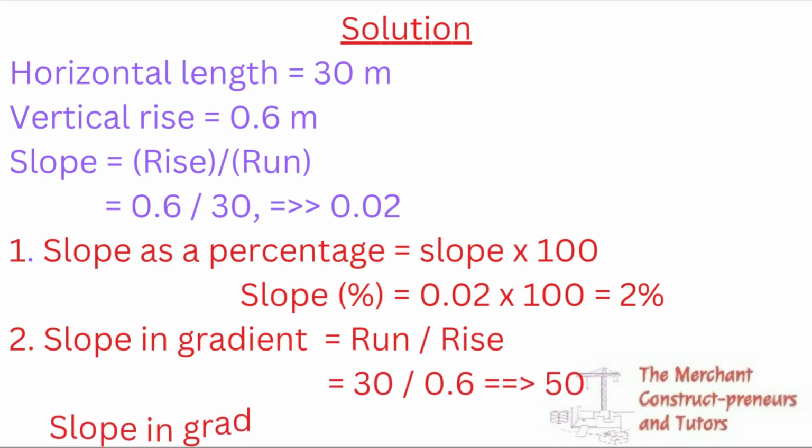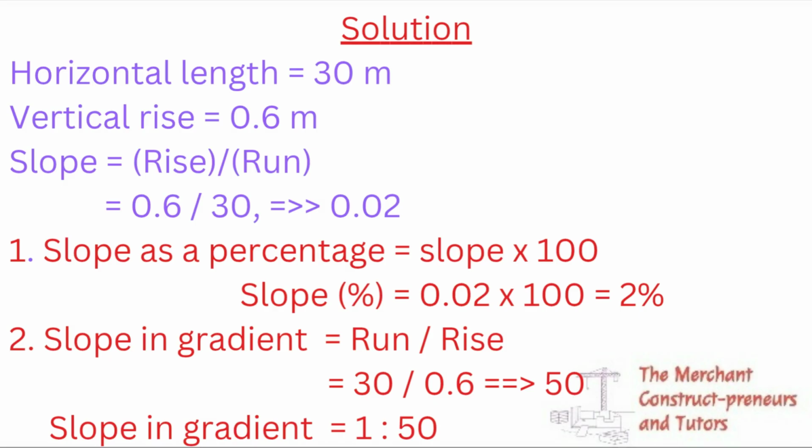So let's go back to our solving. Solution: the horizontal length is 30 meters. The vertical rise is 0.6 meters. As usual, slope is rise divided by run, so we have 0.6 divided by 30. We have 0.02, right? Now we are expressing slope as a percentage. So you just multiply slope 0.02 by 100. That's 2% slope. As simple as that.